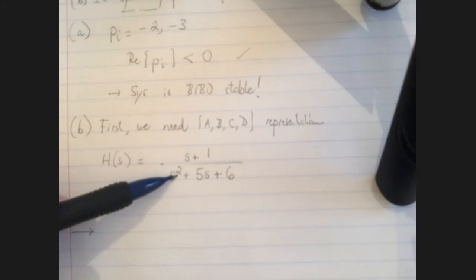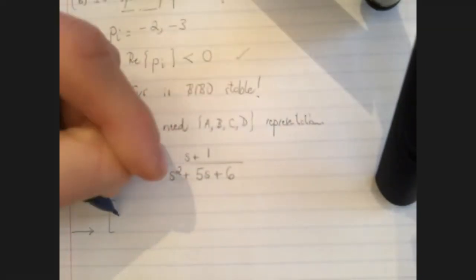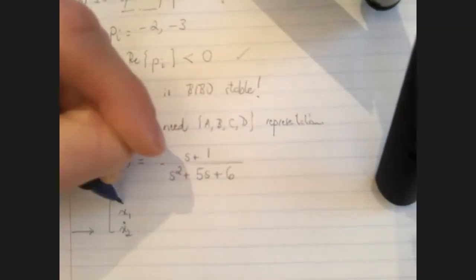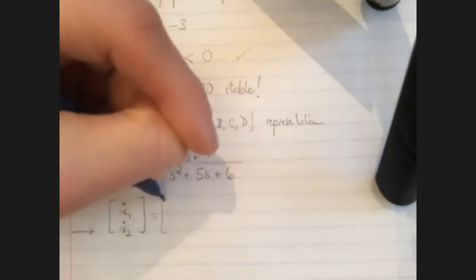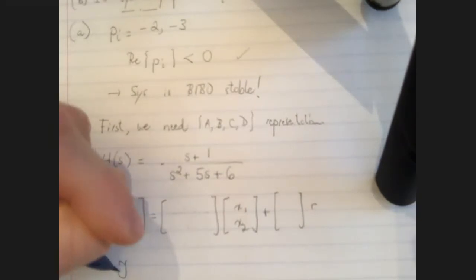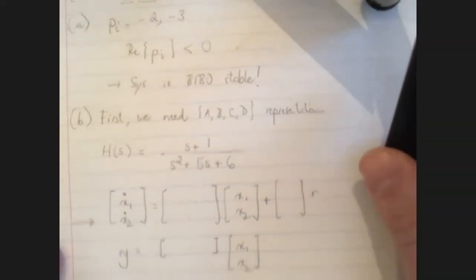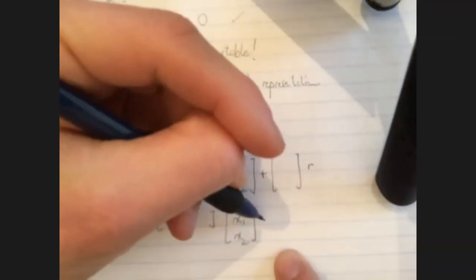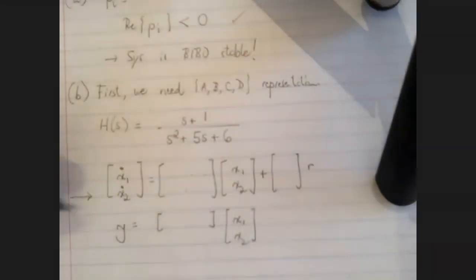Notice that this highest exponent in the denominator is 2, therefore the whole system's of order 2. So indeed, I could say, well, here my x1 and x2 dot, and just call it that. And we need a 2 by 2 matrix for matrix A. Then I've got x1 and x2, then a column that's 2 by 1 right there, and then R. And then Y, and then 1 by 2, x1 and x2. And if you remember here, we've got our D matrix, but the D matrix is going to be 0, so I'm not even going to bother writing it.